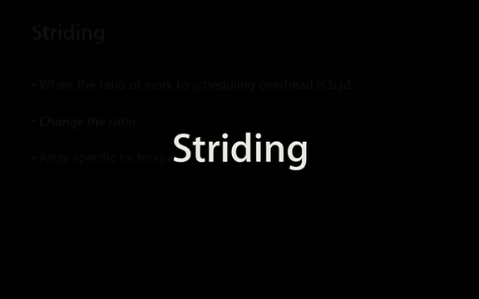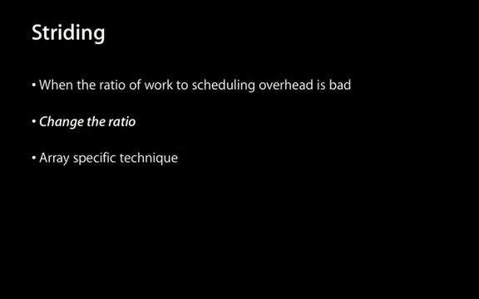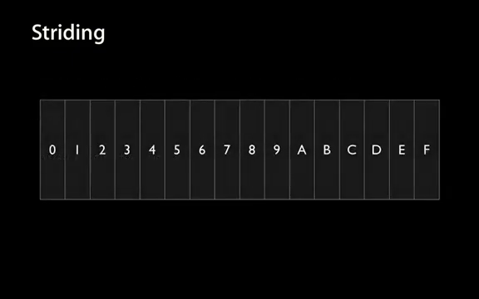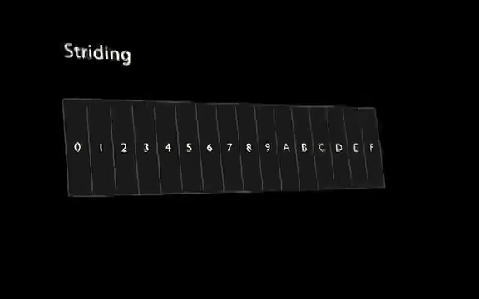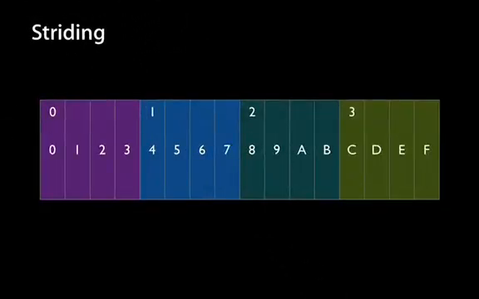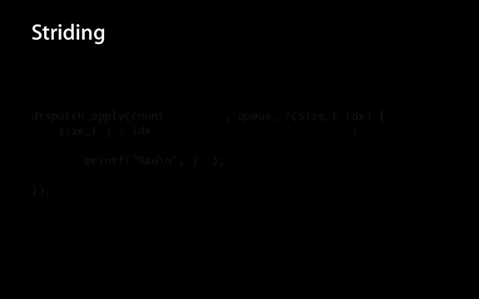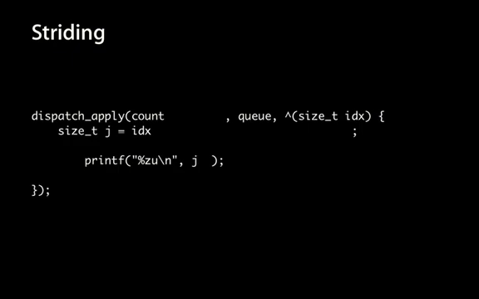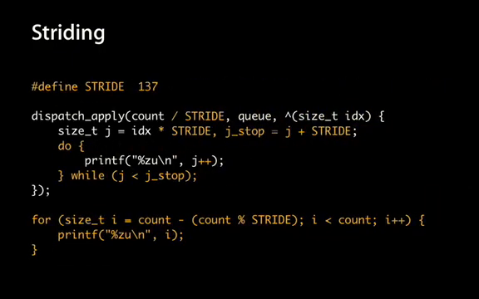So a very specific example of consolidating work that is array-centric is striding. When the ratio of the scheduling is bad compared to the work, we can change the ratio, and this is an array-specific solution. So imagine you have an array, and going through each one of these chunks takes too long. Well, what you can do is re-chunk the work into sections. And this is what it looks like in code. Take a dispatch apply, make some wiggle room, and what you do is you slide in some work.